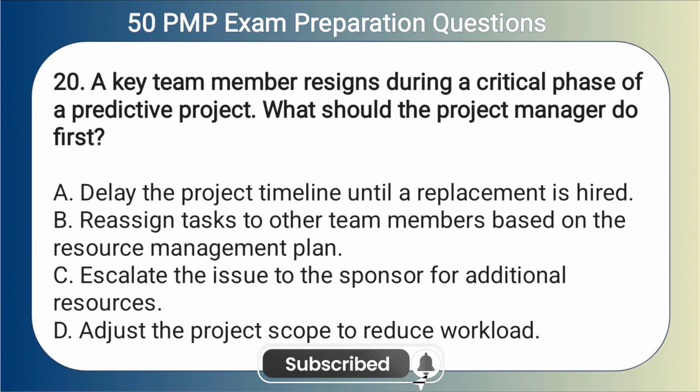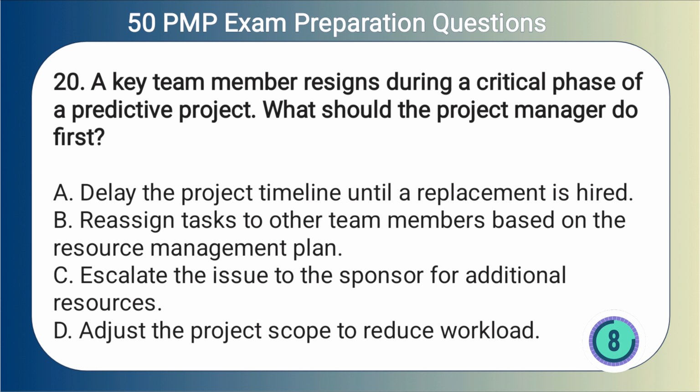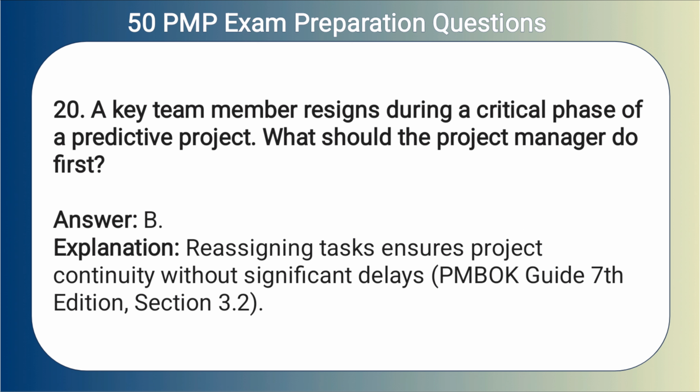A. Delay the project timeline until a replacement is hired. B. Reassign tasks to other team members based on the resource management plan. C. Escalate the issue to the sponsor for additional resources. D. Adjust the project scope to reduce workload. Answer: B. Explanation. Reassigning tasks ensures project continuity without significant delays.